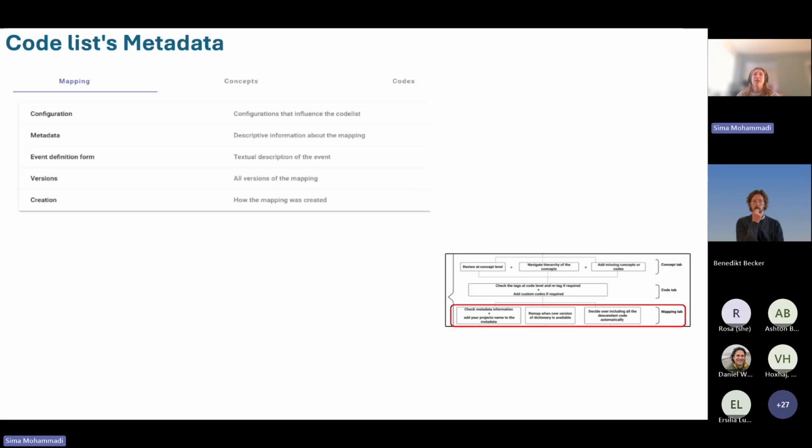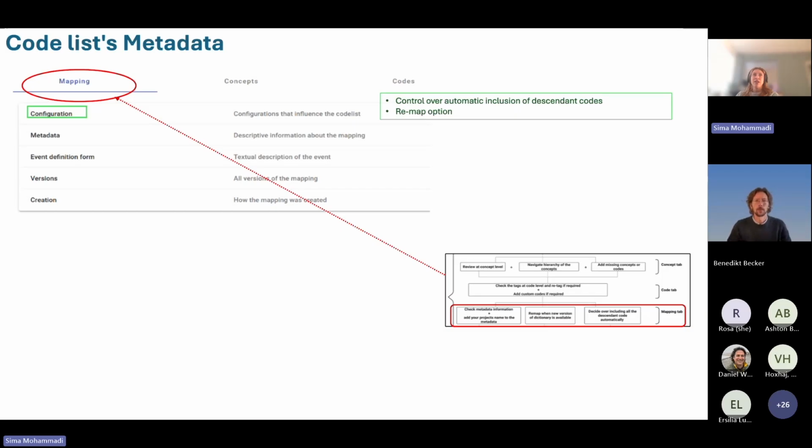Next slide: after you check your concept and code level tags and you finish your clinical review, now it's time to check the mapping tab. The last tab inside each code list is the mapping tab. In this tab, you can see the configurations and you have to check it. Whenever you click on configuration, you have two options. One option is a checkbox that, whenever you click on it, gives you automatic control over all the descendant codes of the concepts and codes you have.